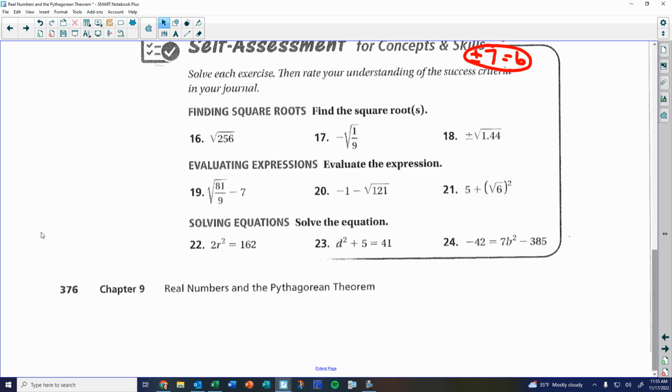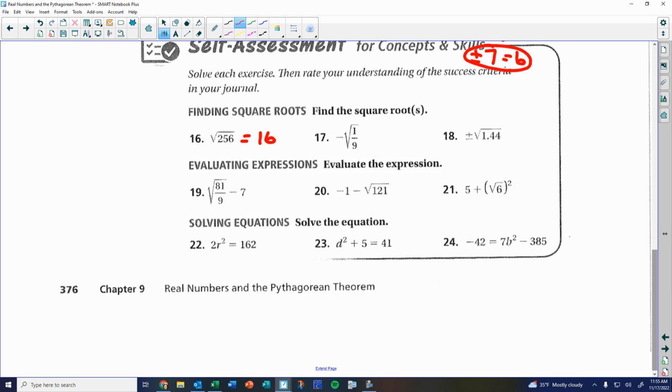All right, so let's go over what we did from yesterday. Number 16. If it asks you for the square root of 256, that means they're asking you for the positive root of 256, which is? 16. 16, that is correct. 16 times 16 is 256. So the answer to 16 is 16.